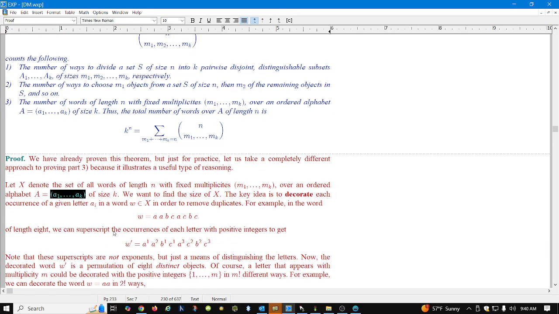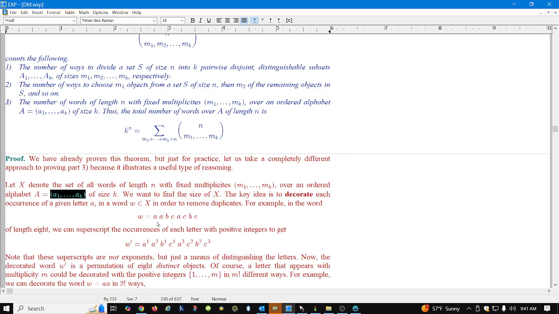Now we want to find the size of X, and the idea is to decorate each occurrence of a given letter, say A sub i, in a word W in order to remove the duplicates, because we're more comfortable counting permutations where there are no duplicate letters. So for example, here's a word AABC, ACBC. I put in some extra spaces just to make it easier to read. It has length 8.